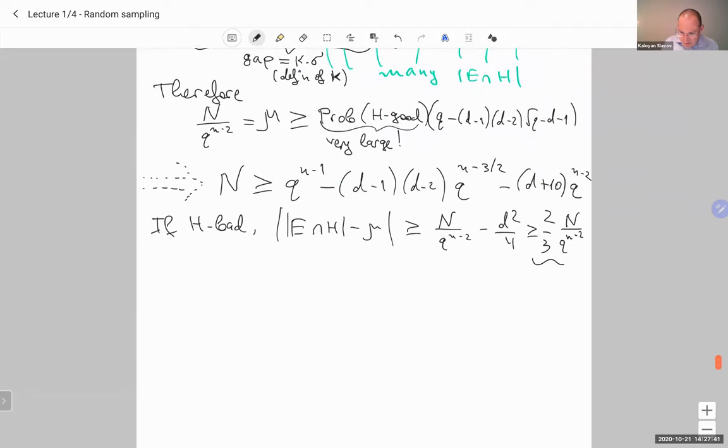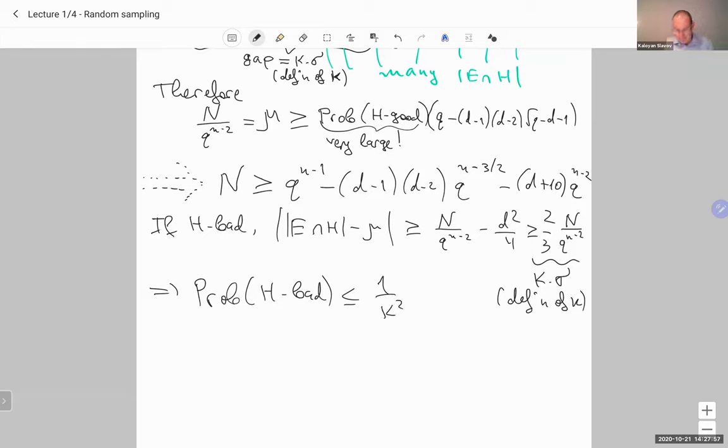Now define K so that this is K times sigma. This is our definition of K. And then the probability that H is bad is less than or equal to 1 over K squared. This is Chebyshev's inequality. And 2/3 n over q to the n minus 2 is equal to K sigma. So 1 over K squared is sigma squared, divided by, let's see if we can do the math correctly. Yes, that's true, the definition of K.